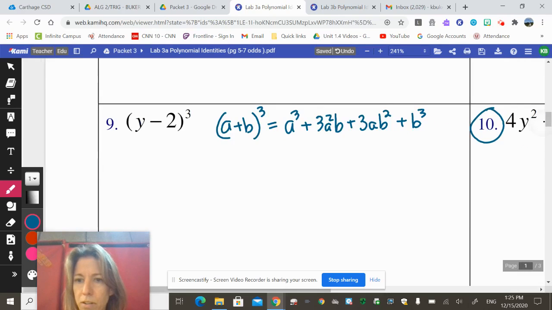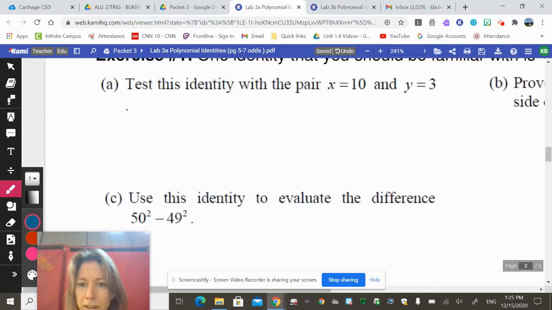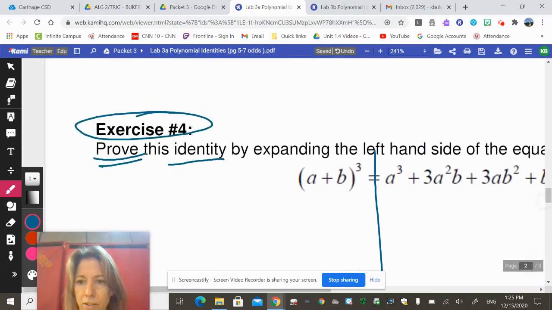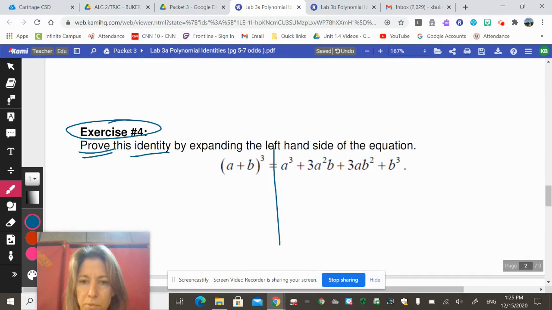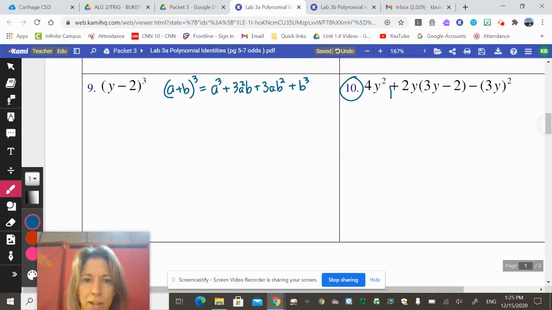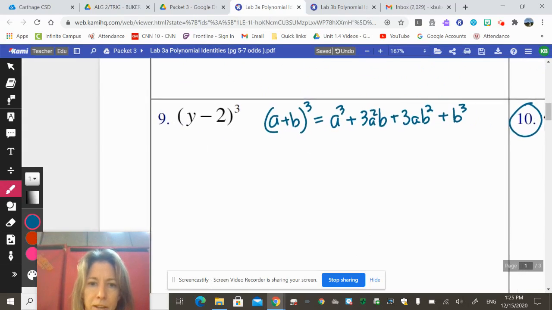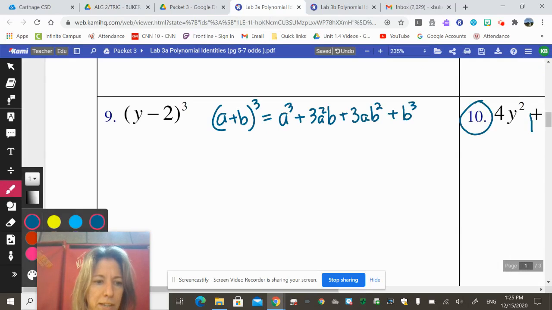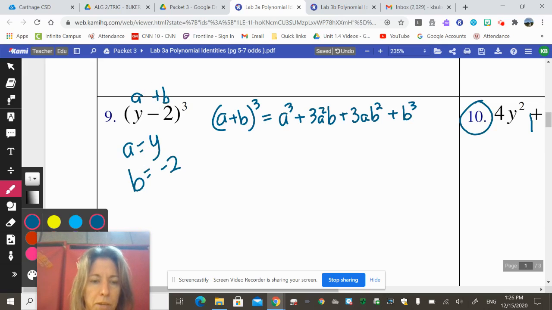I'm just going to verify that before I start. It's a cubed plus 3a squared b plus 3ab squared plus b cubed. That's the identity. They're telling me it's definitely an identity. So next time I see a binomial cubed, if I memorize this identity, I can easily do this. In this case, instead of a, I'm going to use y, and my b value is -2. Instead of a and b, we're using y and -2.